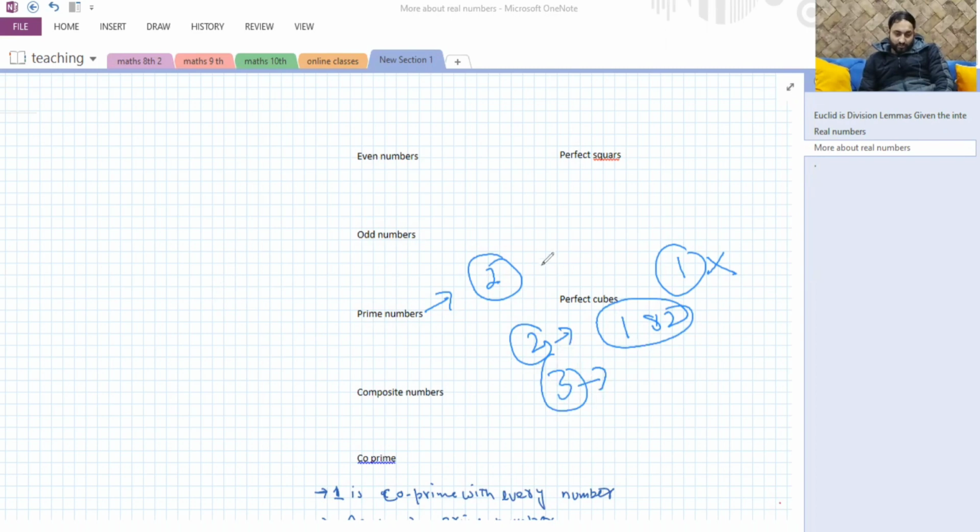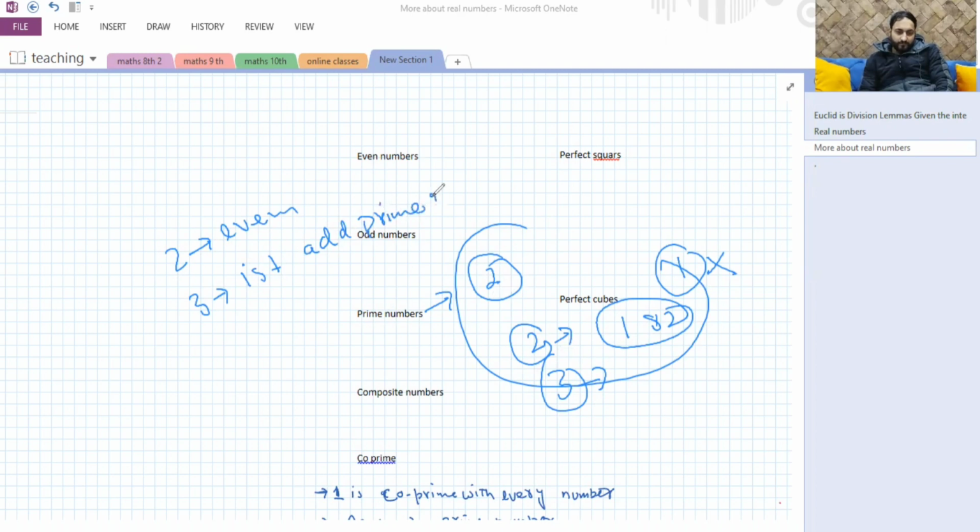Let's know some facts about prime numbers. 2 is the only even prime number. 3 is the first odd prime number. 1 is not a prime number. 2 is the first prime number.